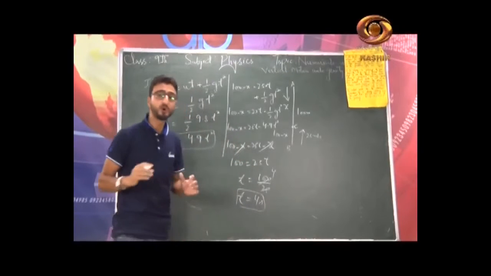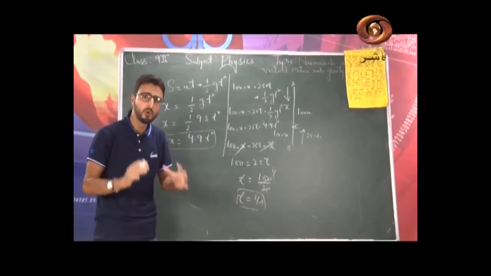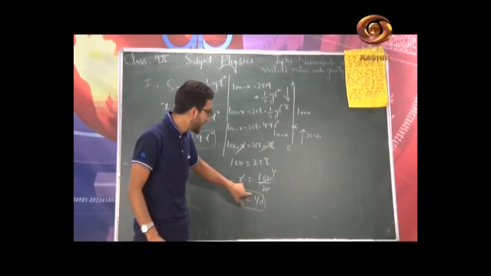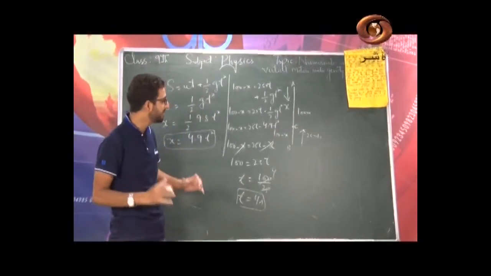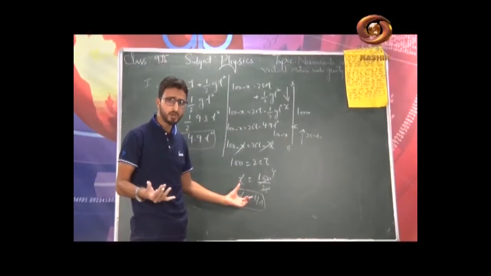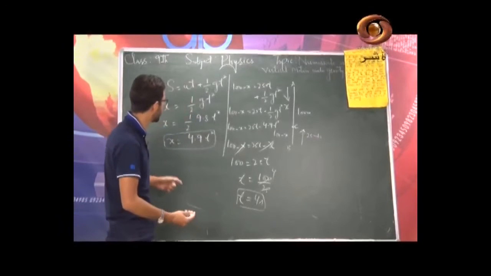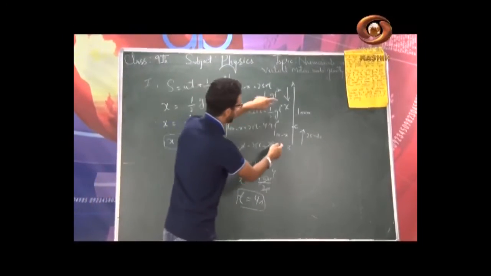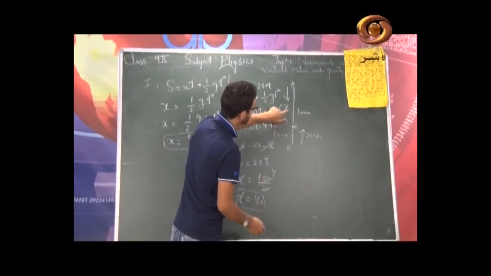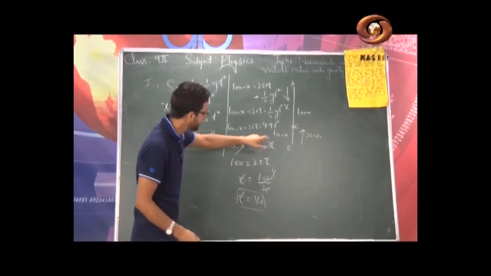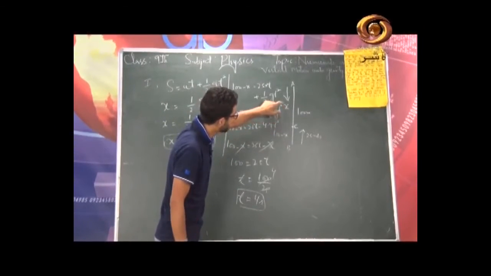So after 4 seconds, the two balls will meet. So 4 seconds, this will be the time after which the balls will meet. Now we are supposed to calculate when and where. When we have calculated, I mean time, where the two balls will meet. So we will calculate the distance. We have already made the free body diagram. So x will be basically equal to, now you can simply calculate it from this very relation.